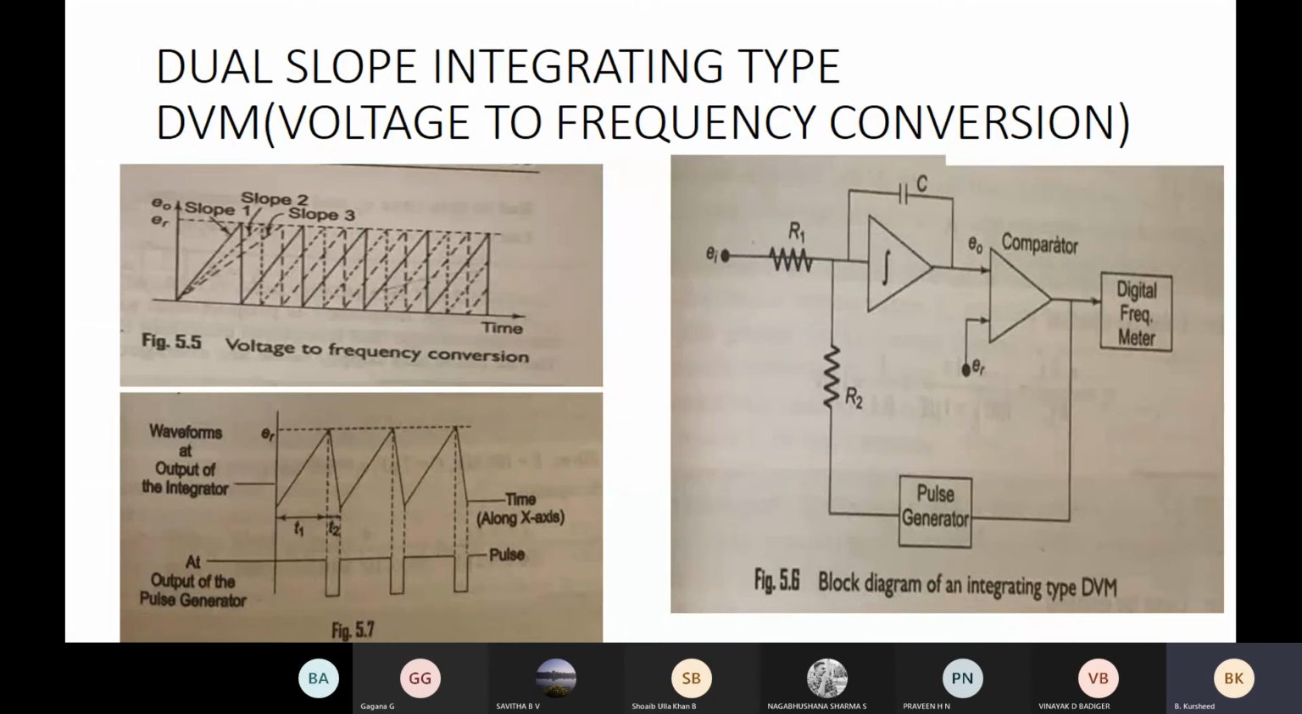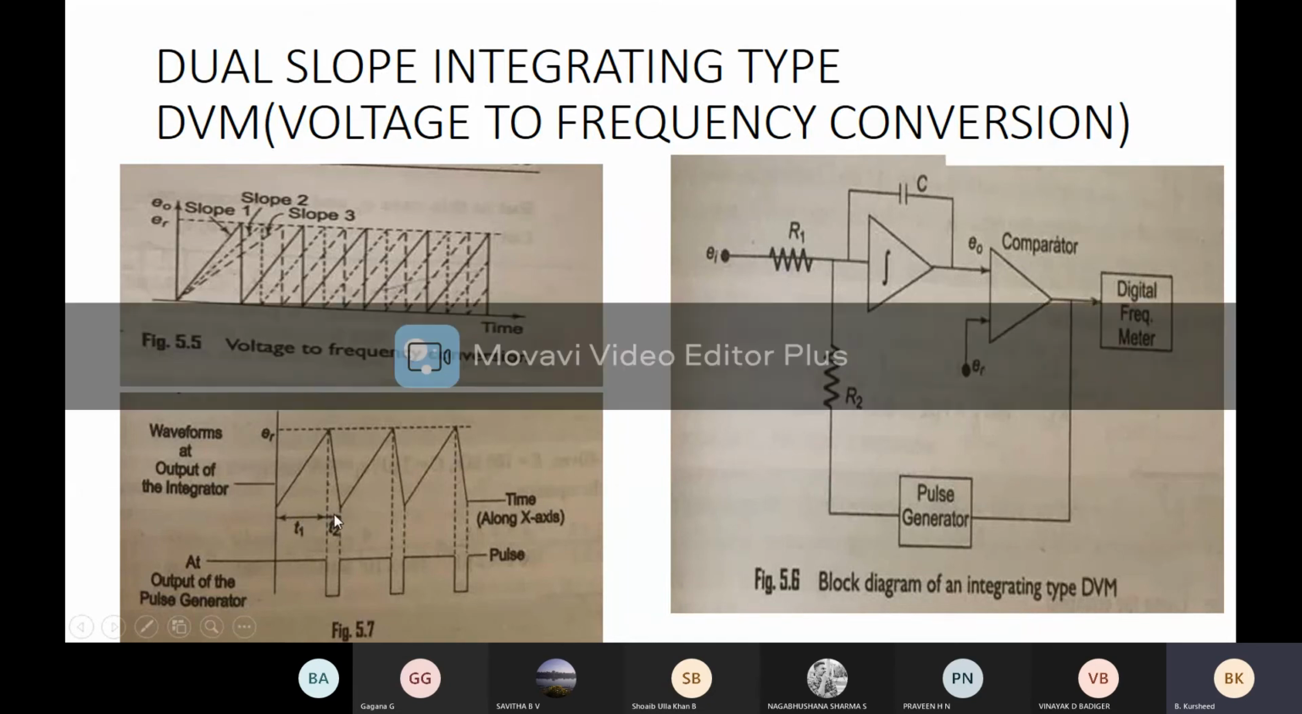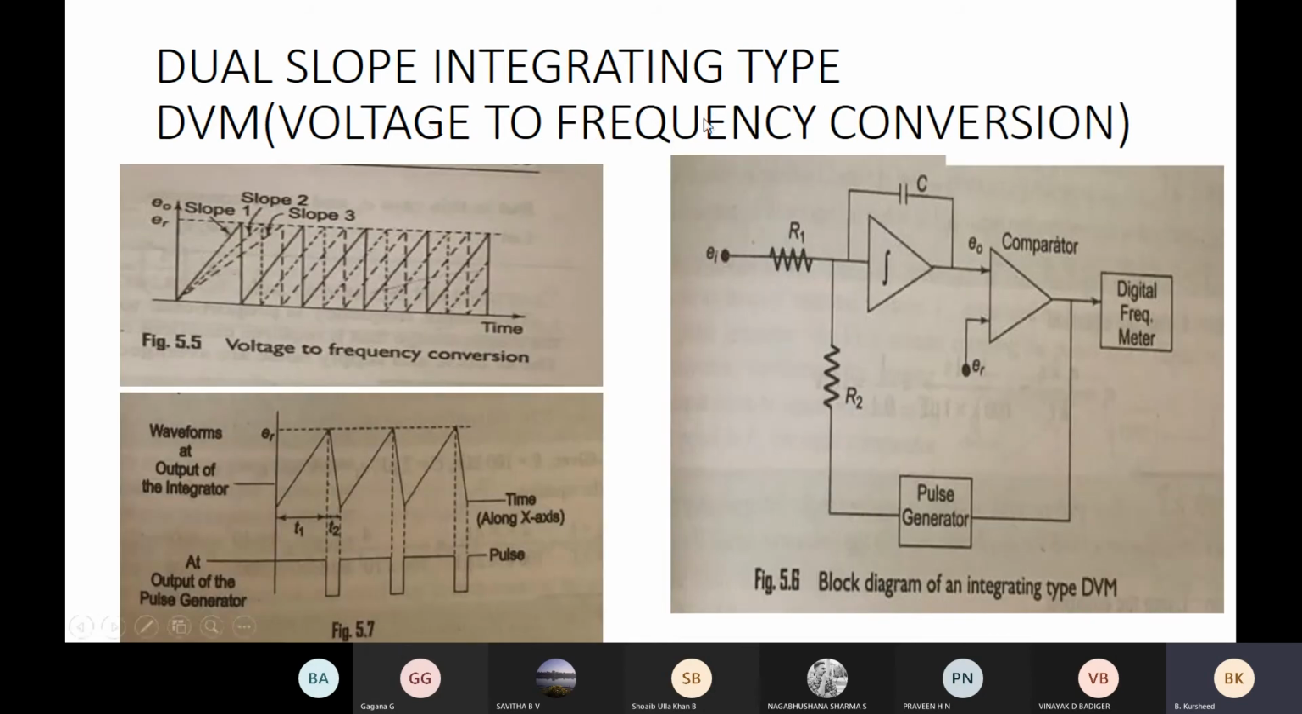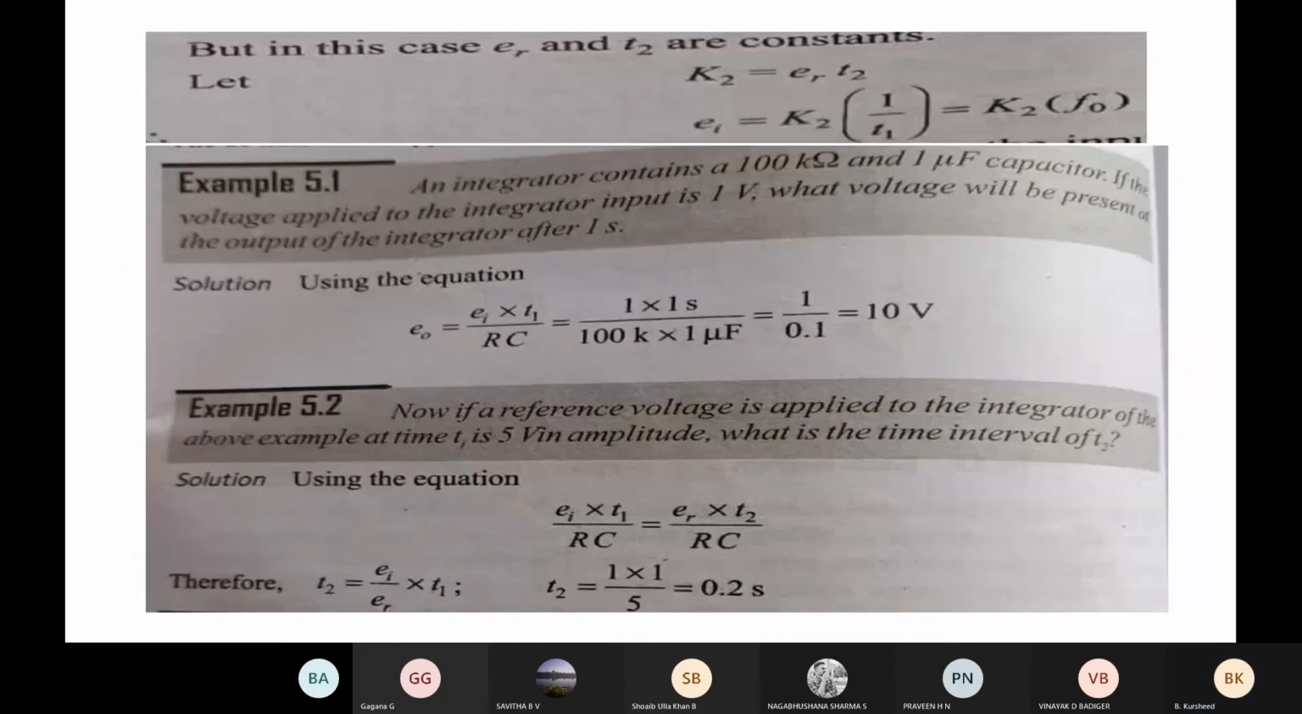The frequency of the output waveform, the time inverse of that one, is frequency. The frequency of the output waveform is proportional to the input signal. In this case, the time of the output signal is proportional to the input voltage. Here, the frequency of the output signal will be proportional to the input voltage. Just a word, frequency and time.